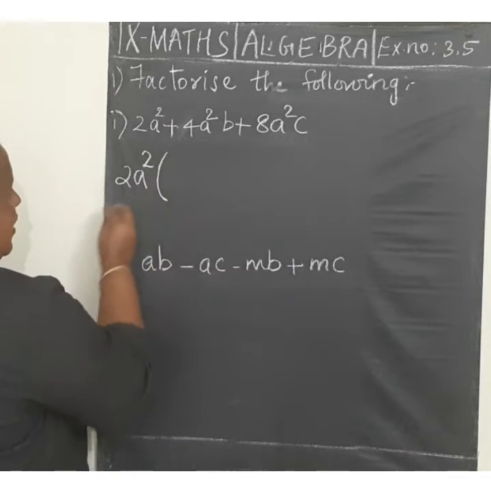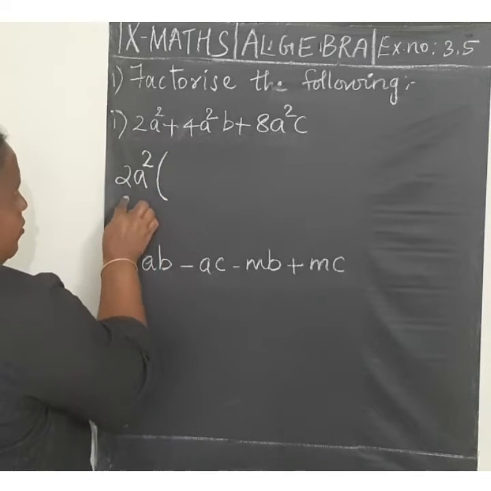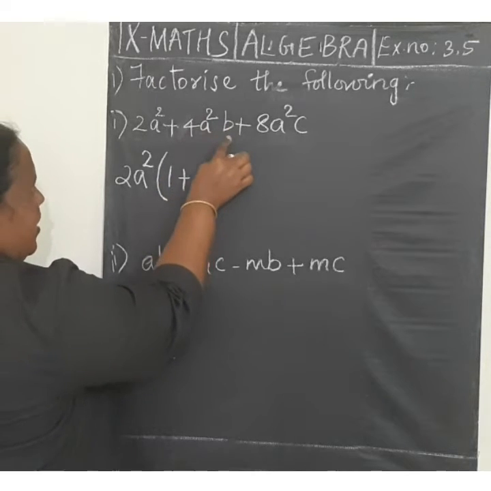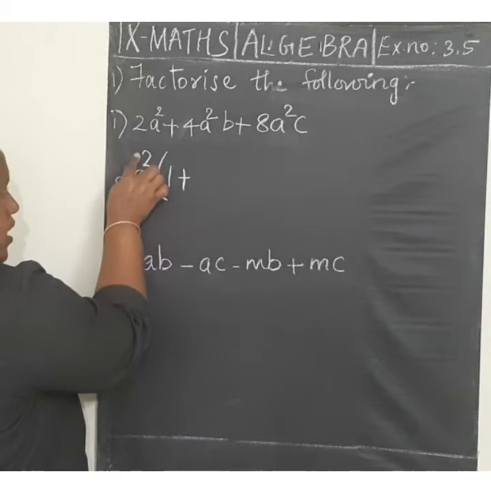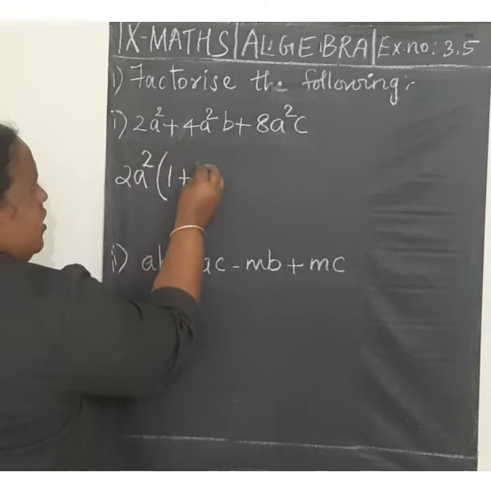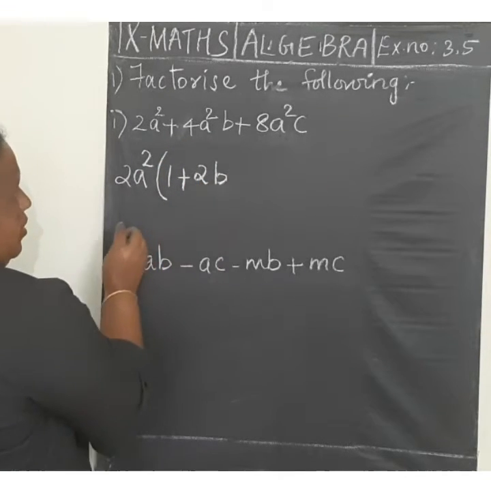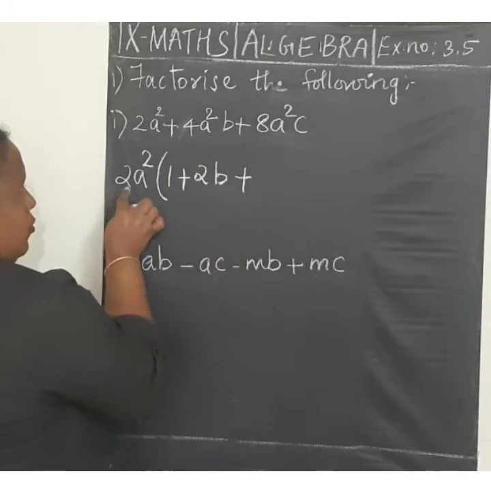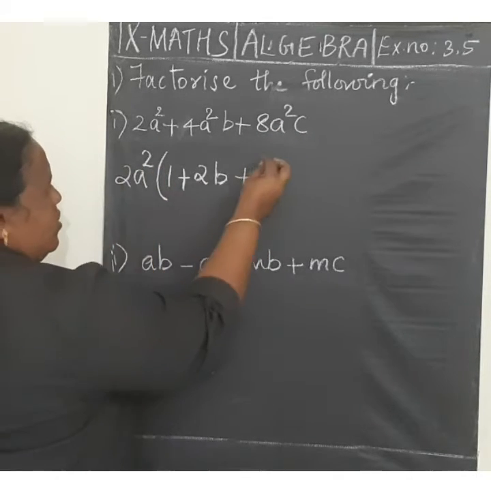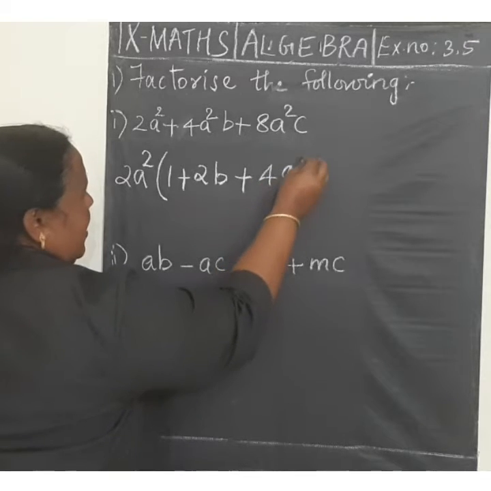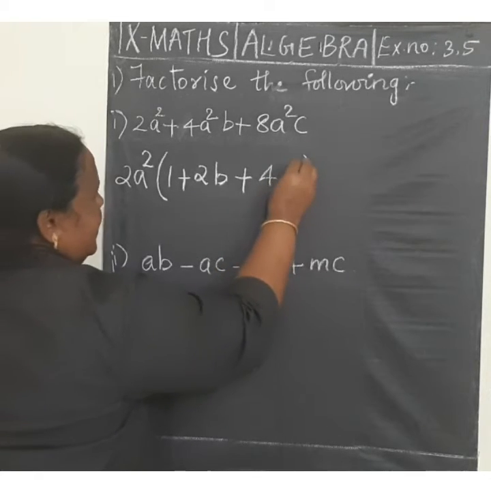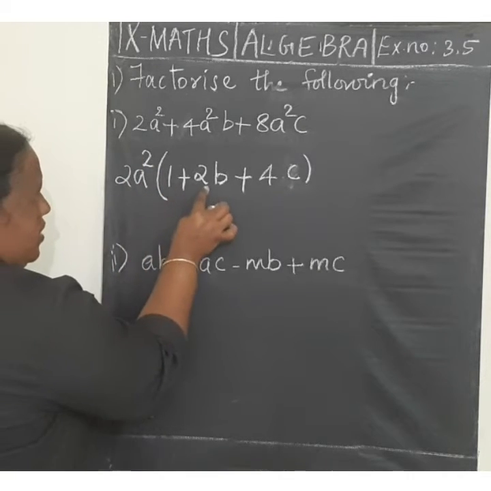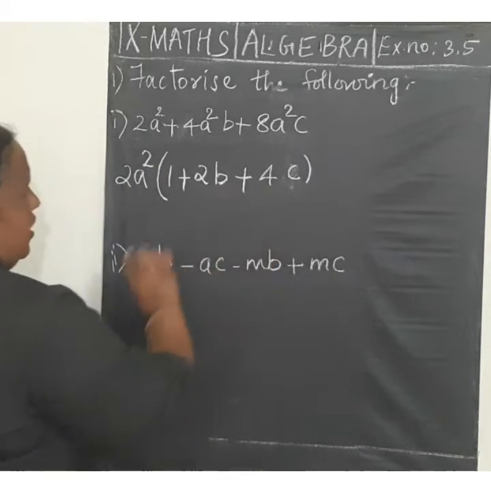Then, with 2a squared taken outside, here 1 plus, in 4a squared b we have taken 2a squared as common, so the balance is 2b, plus here in 8a squared c we have taken 2a squared as common, so the balance is 4c. So 2a squared into 1 plus 2b plus 4c.